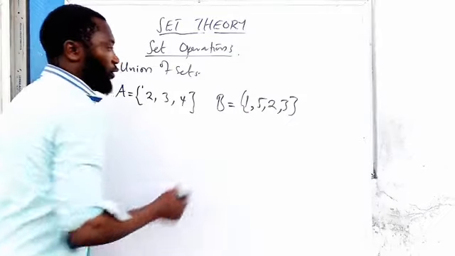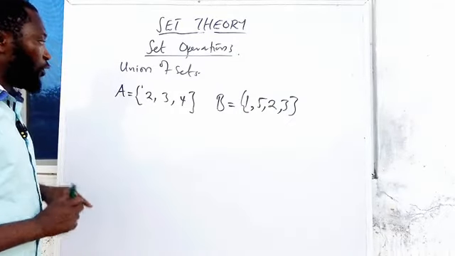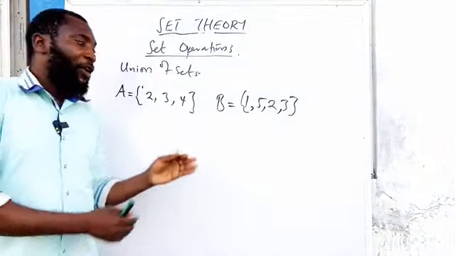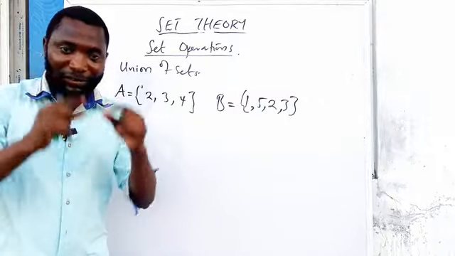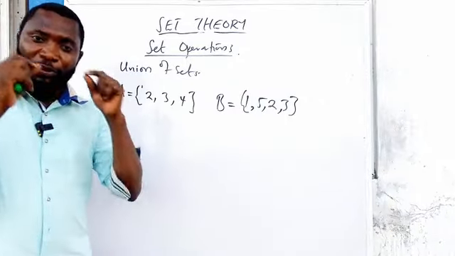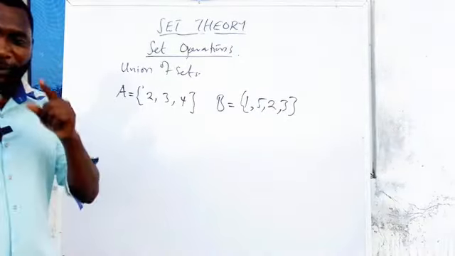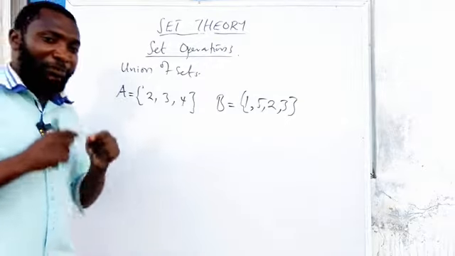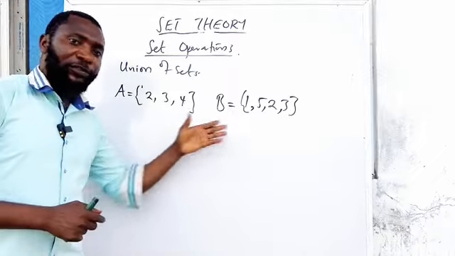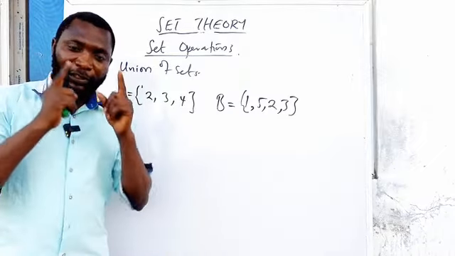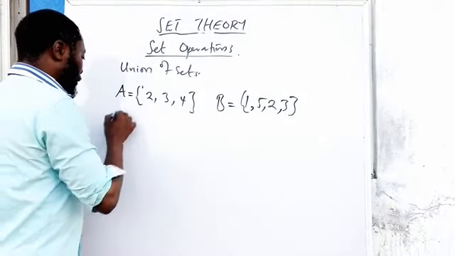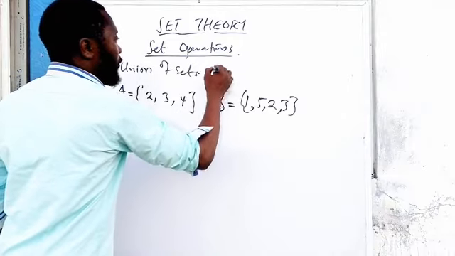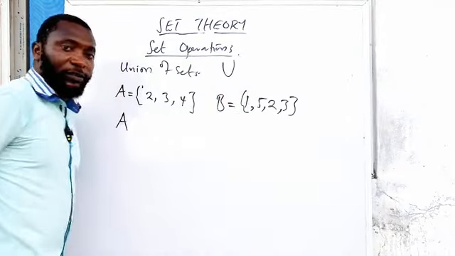And we have to combine this together. It means you combine members of set A together with members of set B without repetition. You don't repeat a member more than once. Even if that member exists in two different sets, you are still going to list that member once. And the symbol for union is this.